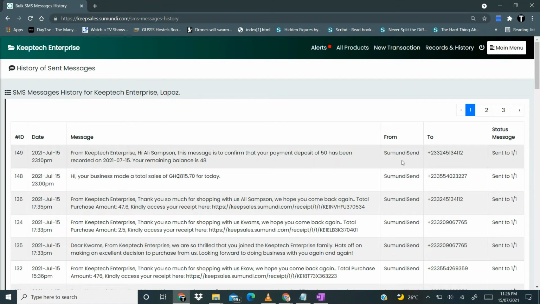the sender ID that you used. You're also able to know the number that you sent to, and then here's the status message. It says I sent to 1 of 1. It means that it was sent to this person. 1 of 1 means that it was a success.